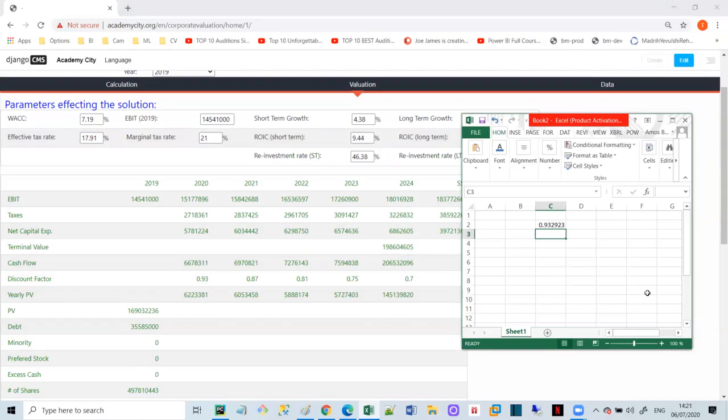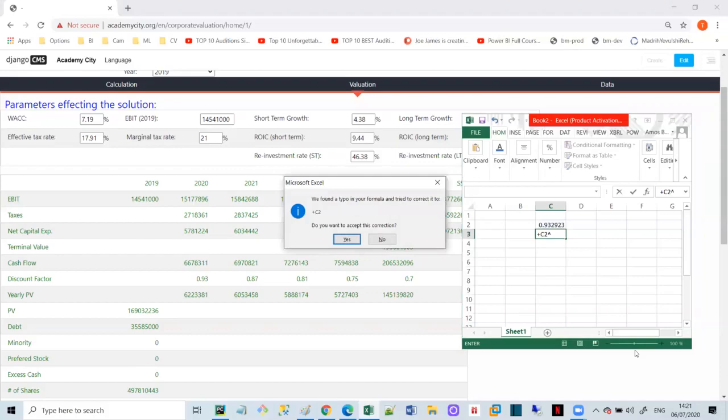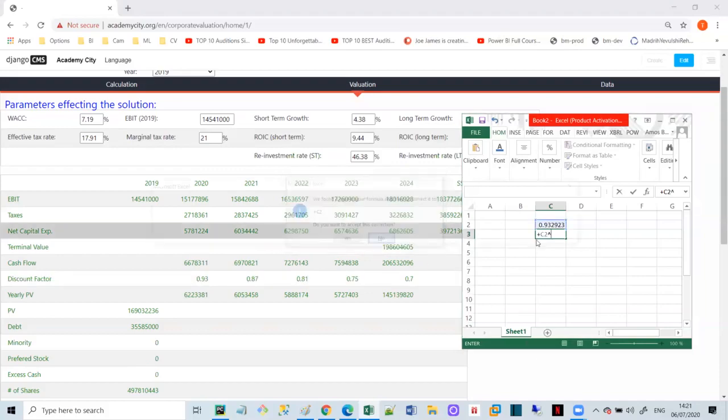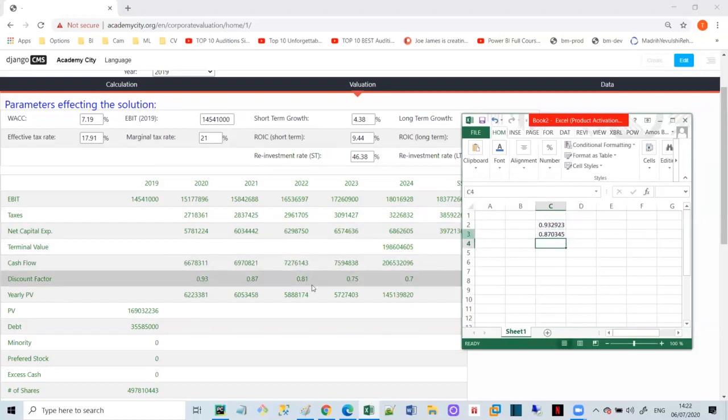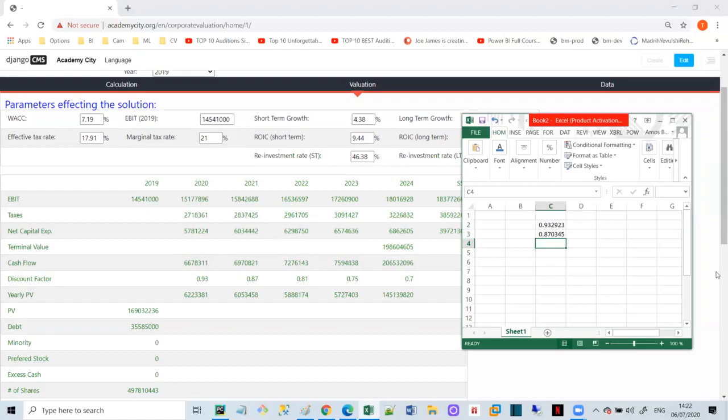Okay, good. So how do I get the 0.87? It's just the same number, just square. If I take the same number, power 2, and that's what you learn in finance. Time 2, that's what gives me, and etc. This one times 3, times 4. That's the way we calculate discount factor. Okay.